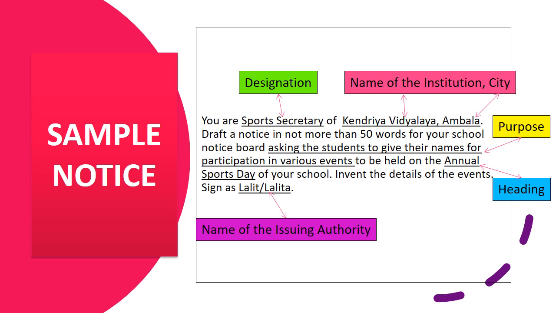Invent the details of the events. So here the details like date, time, place, and what type of activities will be there, all such details the student has to invent on his own. Sign as Lalit or Lalita. Now this is the name of the issuing authority. Boys can write their name as Lalit and girls can write their name as Lalita.